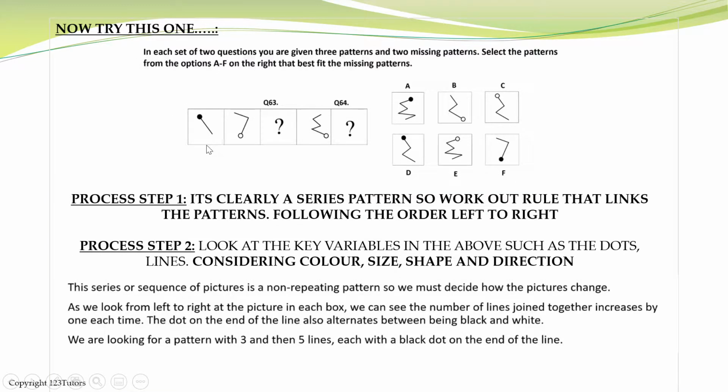Here, a different type of sequence, again, one pattern at a time. You've got 1 line, 2 lines, X number of lines, 4 lines, 5 lines. Quite easy to see, that'll be 3 lines and 5 lines. What's the other pattern?